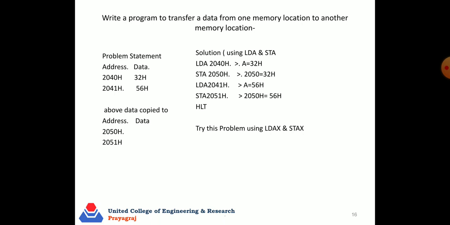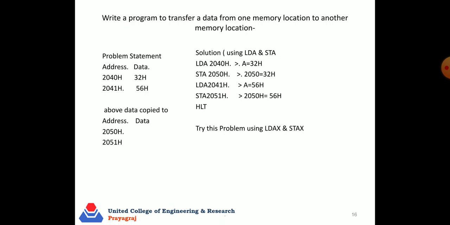Here there is a problem, and we can explain with the help of this problem. Write a program to transfer data from one memory location to another memory location. This is the problem statement. Let's suppose we have address 2040H, it may be random, and here the data is 32H, and we have 2041H where the data is 56H. The content of these memory locations is transferred or copied to 2050H and 2051H.